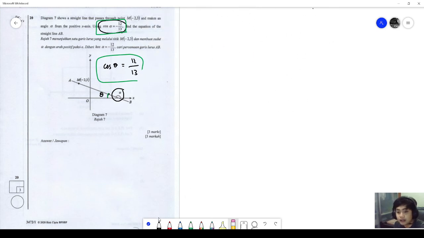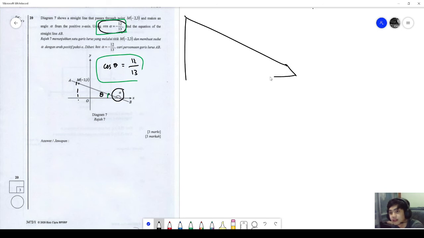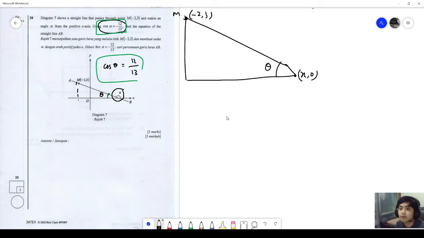Okay. Now, for the question, continuing on, we have a certain value already here, and technically this is a right angle triangle. So I'm just going to take out that triangle here. Now, this is going to be theta, and this is negative 2, 3 m, and I don't know what the coordinate is here, but I can just call it x and 0, right? Now, if we apply cos theta equals 12 over 13, cos theta is also adjacent over hypotenuse. So it means that this is going to be 12, and this is going to be 13, and we use Pythagoras theorem, this is going to be 5.